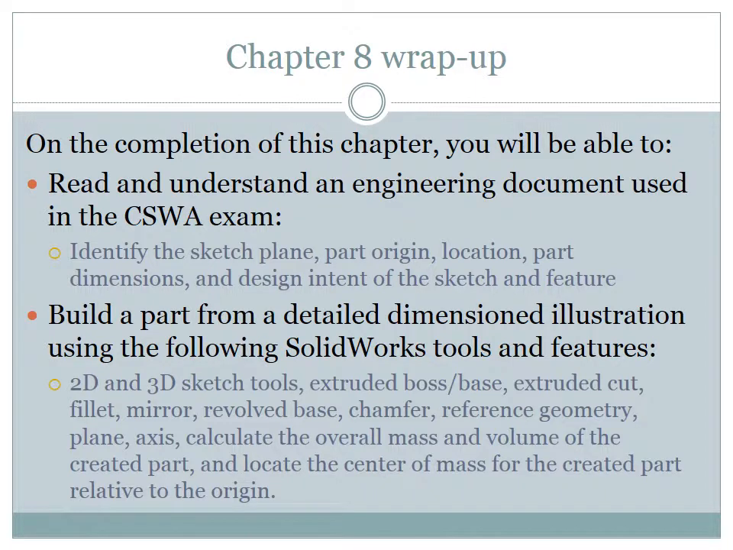Alright, in this unit I covered how to read and understand an engineering document used in the CSWA exam. Identify the sketch plane, part origin location, part dimensions, and design intent of the sketch and feature. And how to build a part from a detailed dimensioned illustration using the following SolidWorks tools and features: 2D and 3D sketch tools, extruded boss base and cut, fillet, mirror, revolve base, chamfer, reference geometry, plane, axis, calculate the overall mass and volume of the created part, and locate the center of mass for the created part relative to the origin.